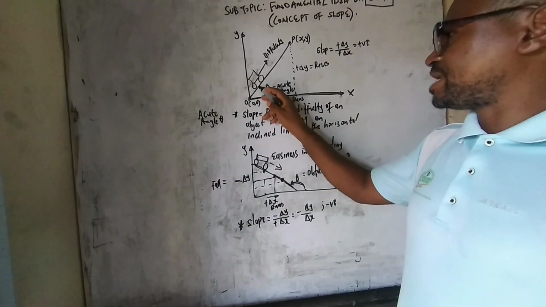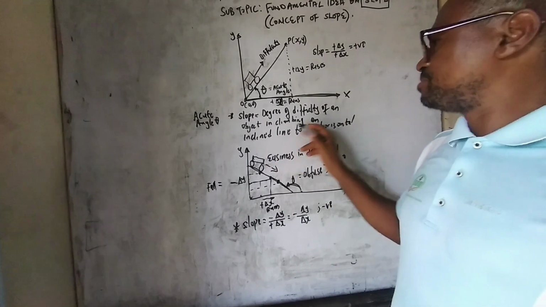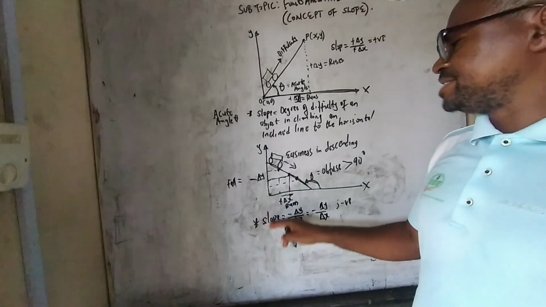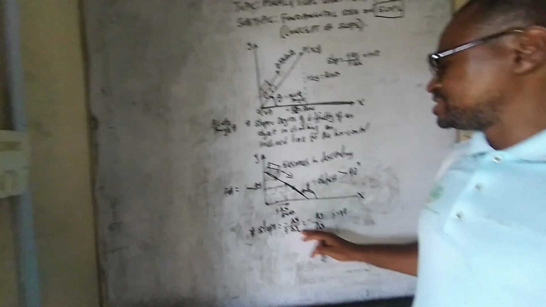When the line is inclined at an acute angle, the slope is positive. When the line is inclined at an obtuse angle, the slope is negative.